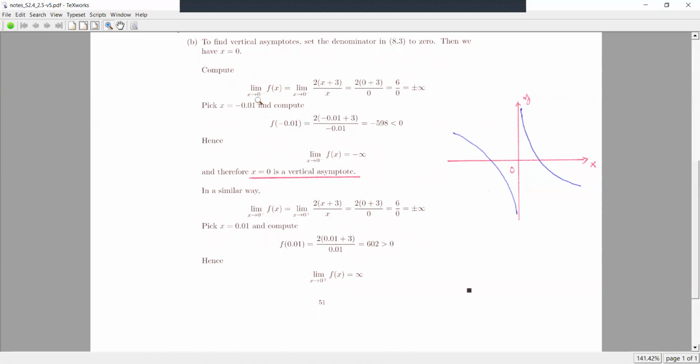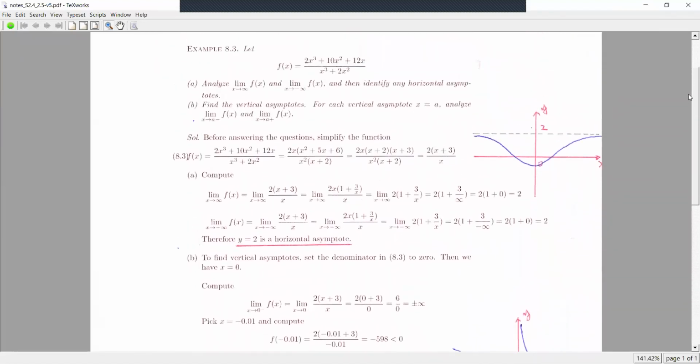So when x is very close to 0, but on the left side, function is negative. Therefore, this infinity is a negative infinity. So we have, as x approaches 0 from the left side, function approaches negative infinity. So therefore x is equal to 0. This vertical line is a vertical asymptote. This vertical line actually is the y-axis.